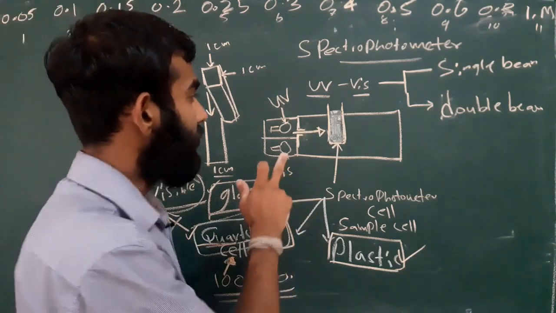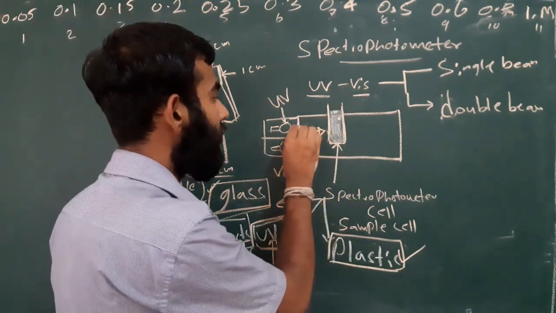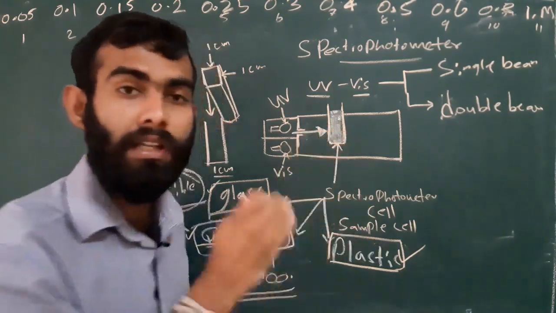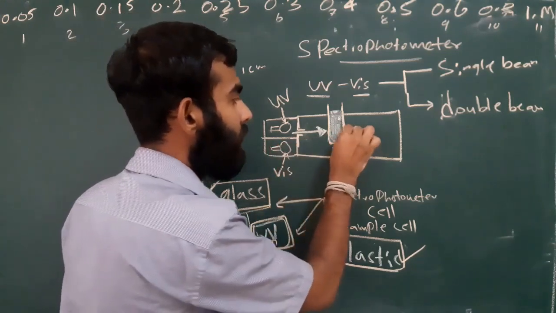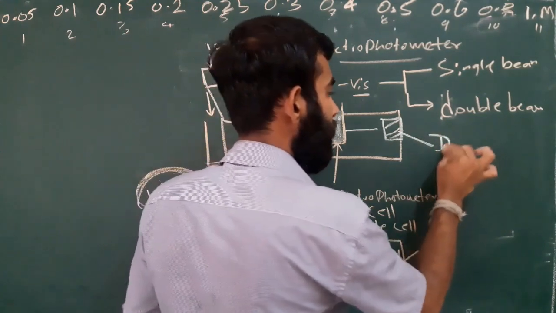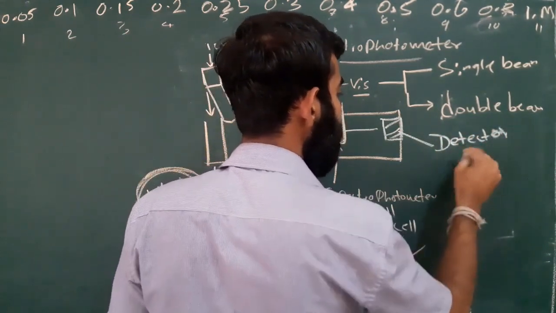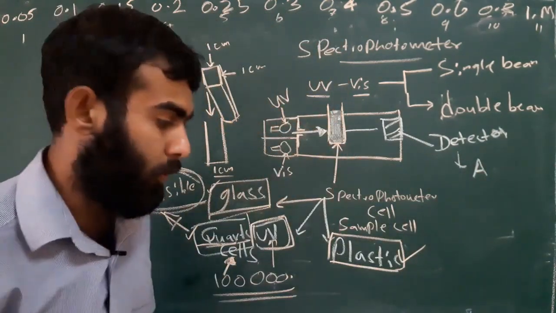However, in a single beam spectrophotometer, the light source will emit light. It goes only one path. It will not divide into two. So light will go through this solution, and here we can see the detector. It will give the absorbance value. This is the single beam spectrophotometer.